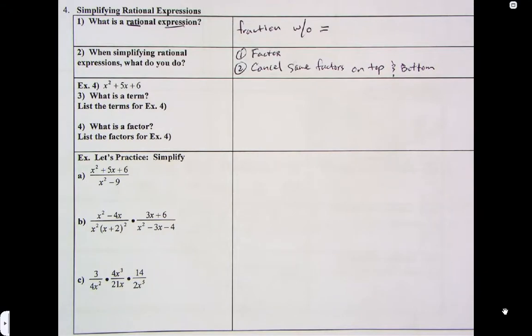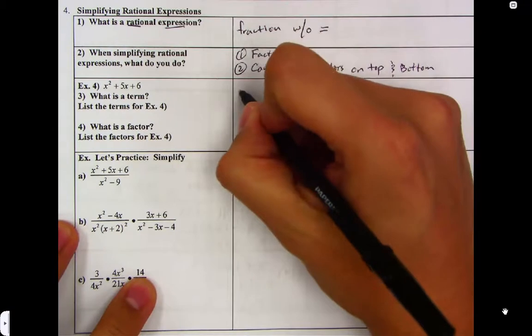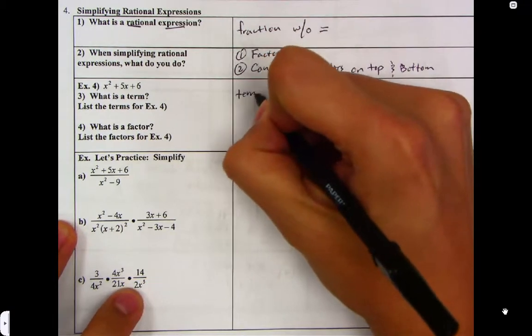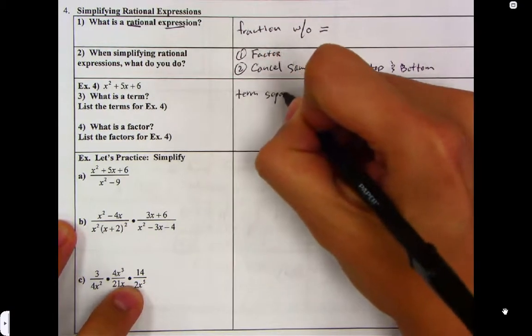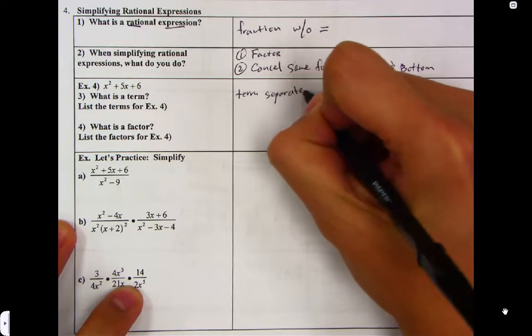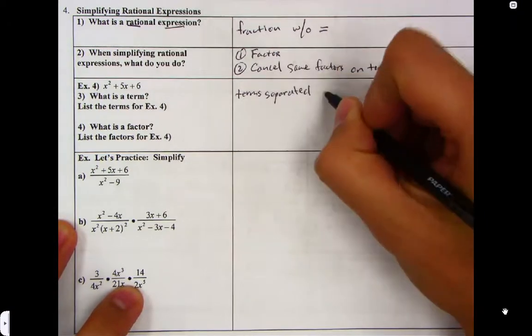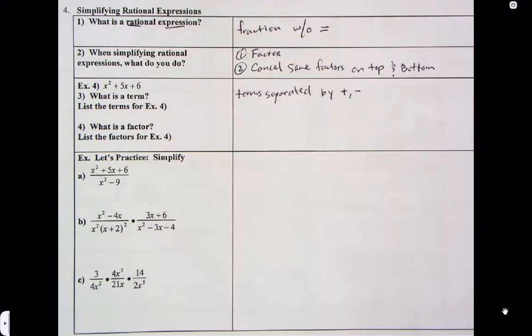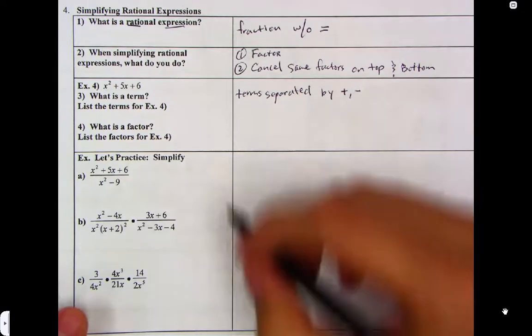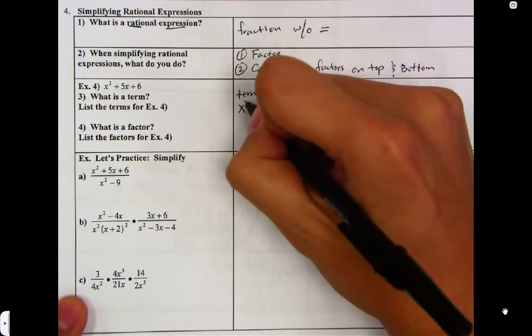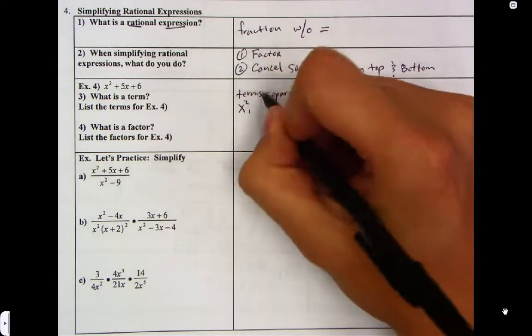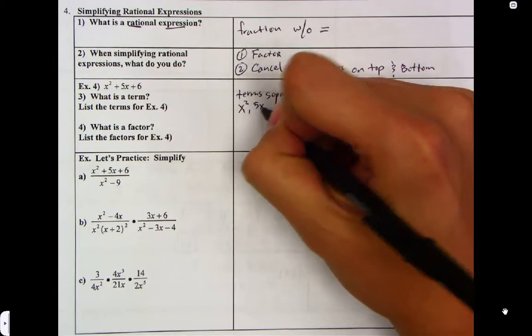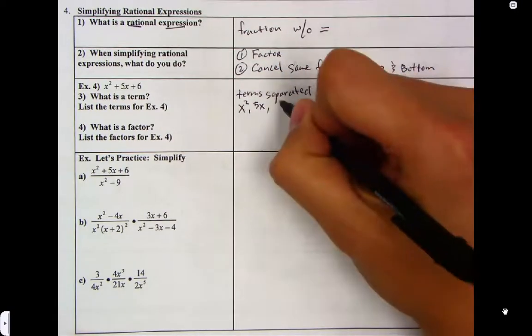Question number 3. What is a term? A term is separated. Terms are separated by plus or minus. List the terms for example 4. So the first term is x squared, and there's a plus, so that's the second term, positive 5x. And the third term is 6.